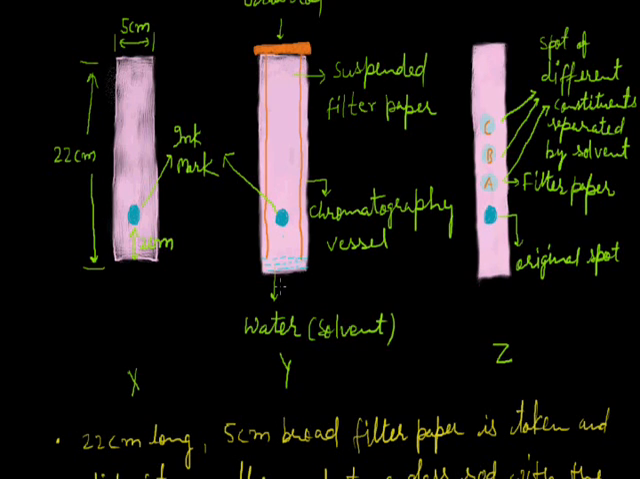The water rises up the filter paper and reaches the ink mark. This water then dissolves various constituents of the ink, which get absorbed by the filter paper in different amounts. The more a constituent gets absorbed, the less it moves upward, and vice versa.